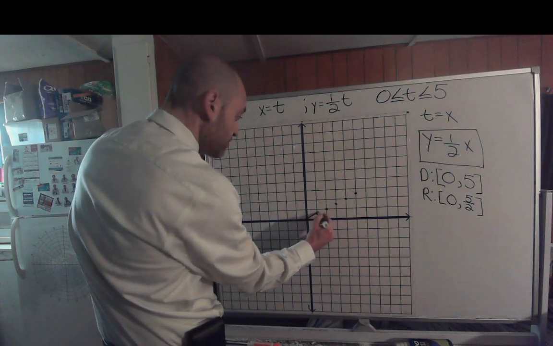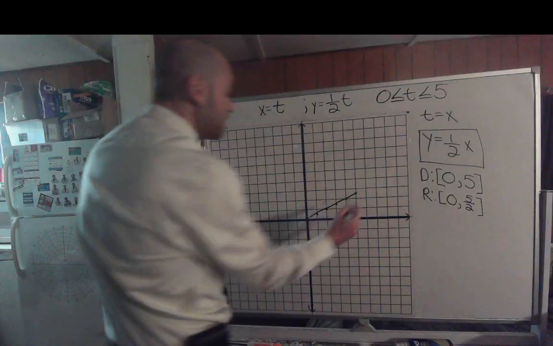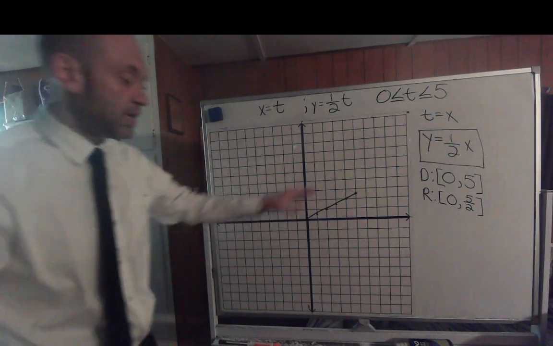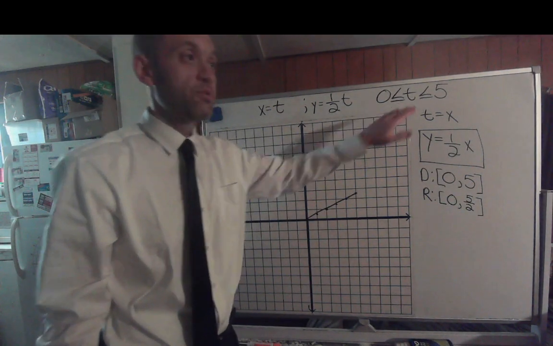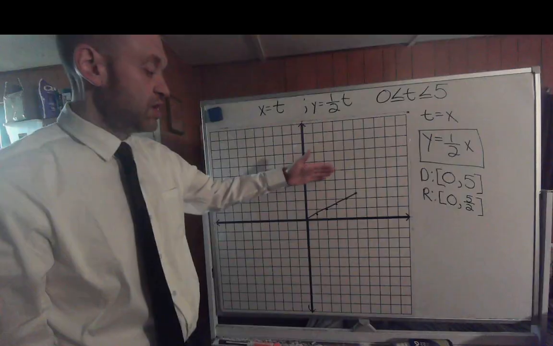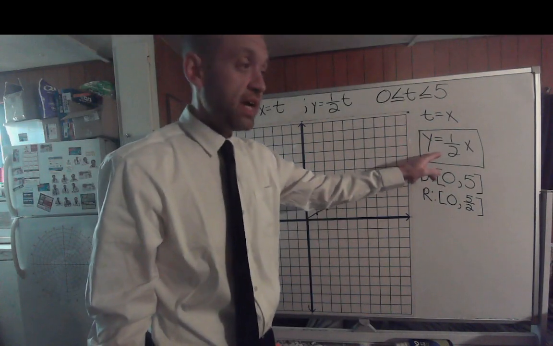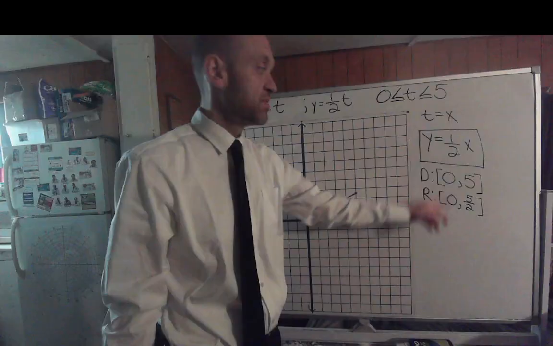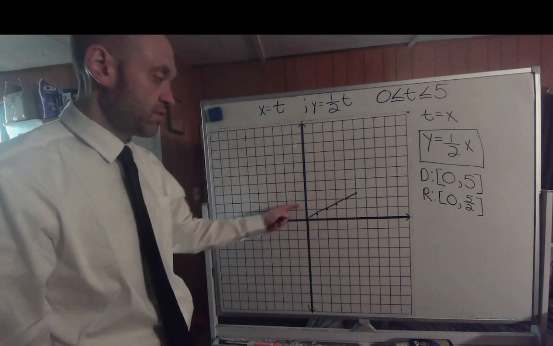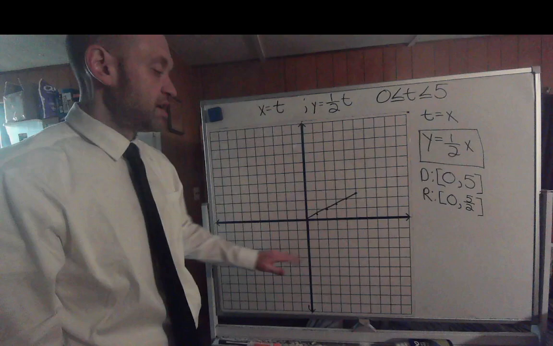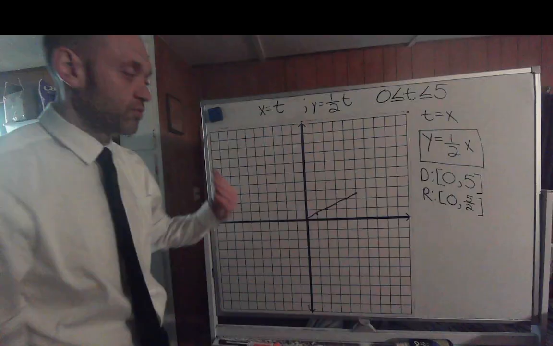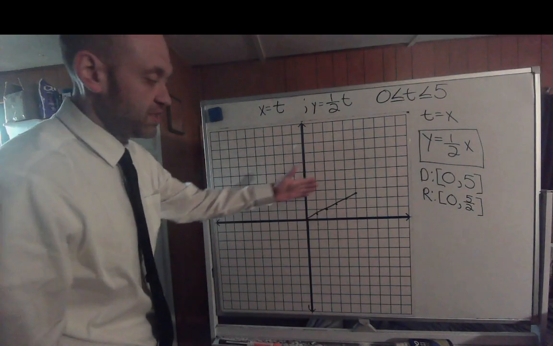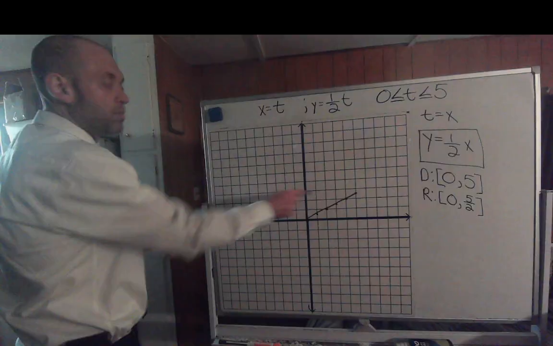In this case, you're not going to have a full line. You don't get a full line because you only go from when 0 is less than or equal to t, which is less than or equal to 5, which in this case turned the domain of your rectangular function from 0 to 5, your range from 0 to 5/2. So you have to stick with the domain and range of your rectangular equation when graphing these. So your line only went so far.